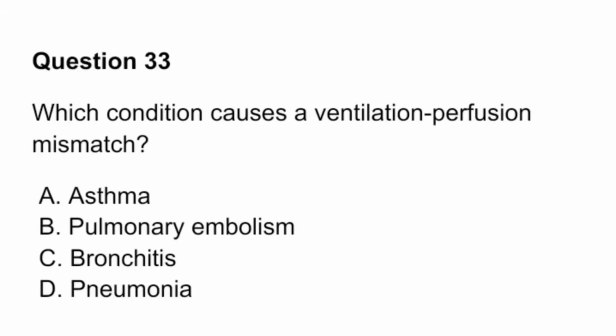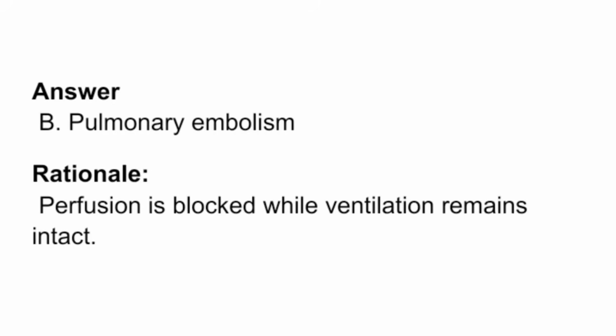Question 33. Which condition causes a ventilation-perfusion mismatch? A. Asthma. B. Pulmonary embolism. C. Bronchitis. D. Pneumonia. The answer is B. Pulmonary embolism. Rationale: perfusion is blocked while ventilation remains intact.